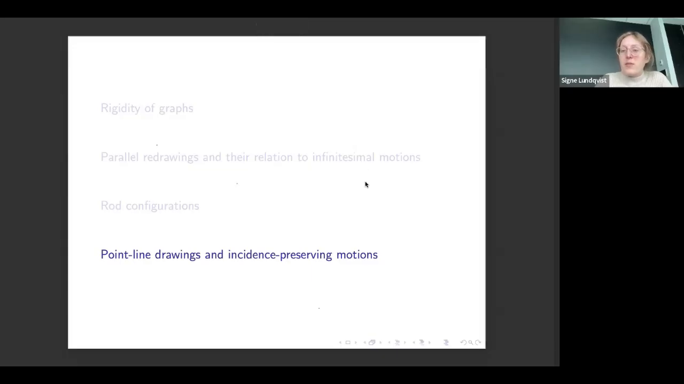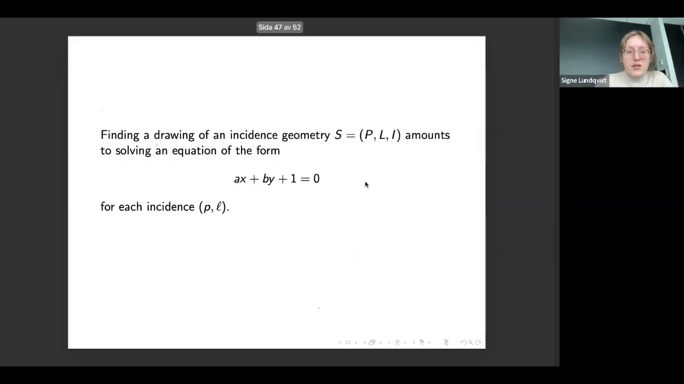Okay, any questions about this part? Okay, well then I move on to the final notion of motions for instance geometries.